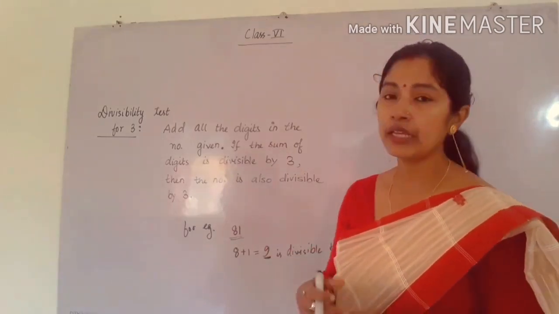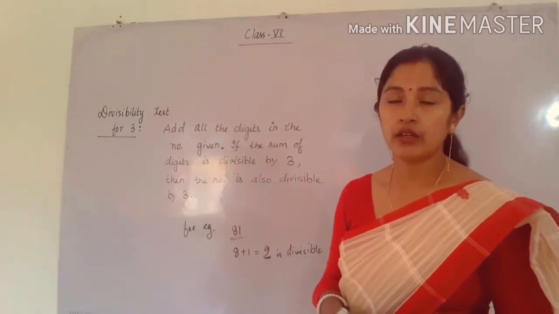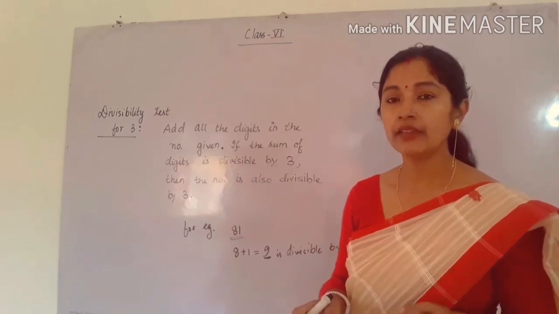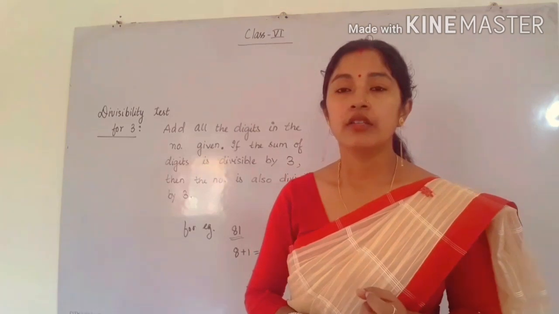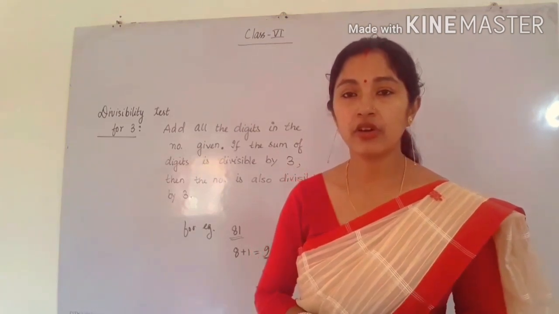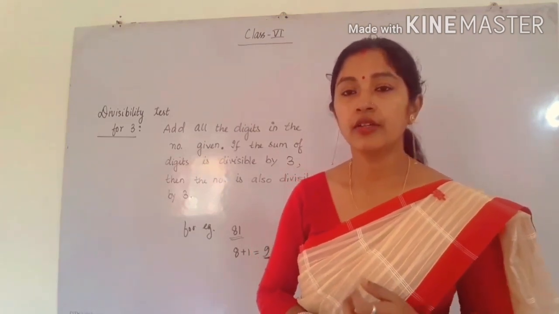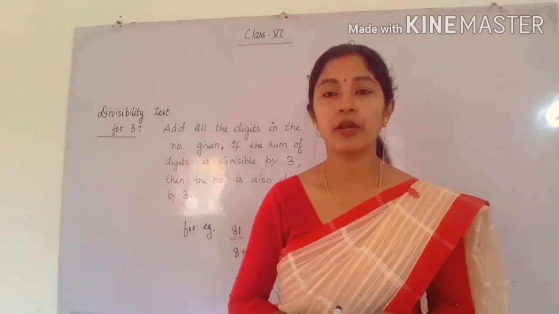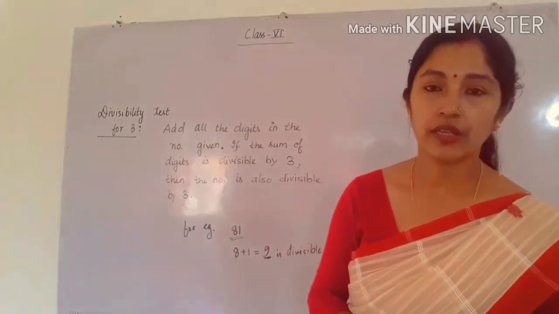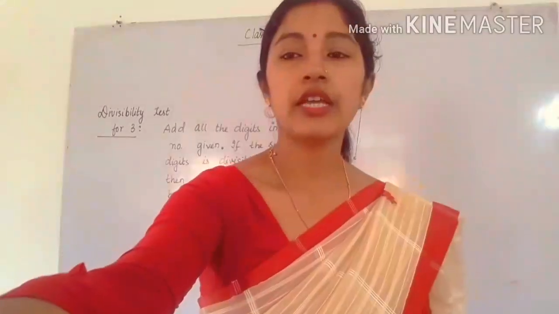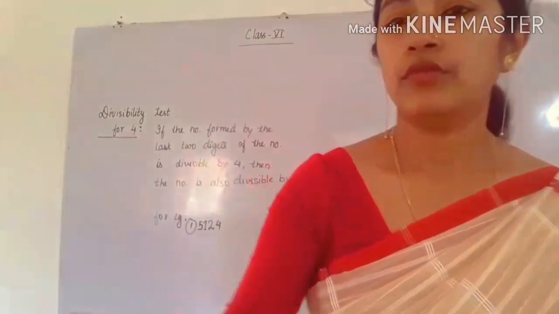Similarly, you can take any number, add the digits in the number, and check whether the sum of the digits is divisible by 3 or not. Then you can say that the particular number is divisible by 3 or not. Okay, so this is the divisibility test for 3. Next is the divisibility test for 4.